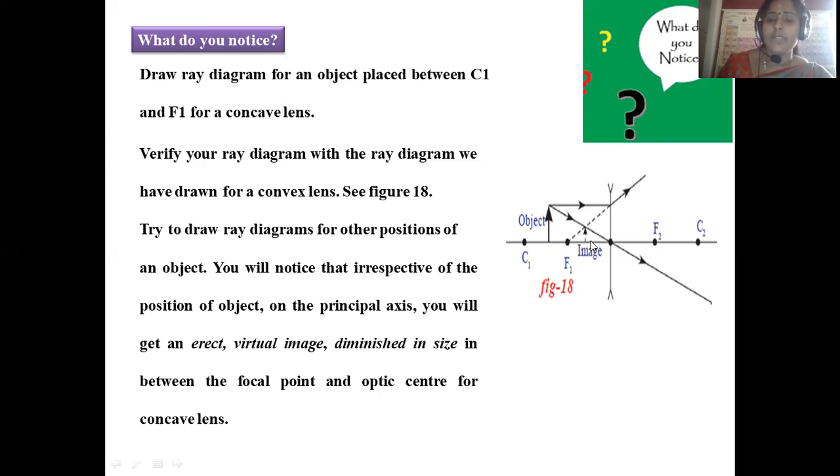Why are you saying it is a virtual one? Because it is generated towards the object only, not opposite to the object. That is nothing but which is formed in the mirror, but not on the screen. So it is a virtual image. And what is the direction of the object? In the same direction, the image is also formed, but in a shorter size, right?